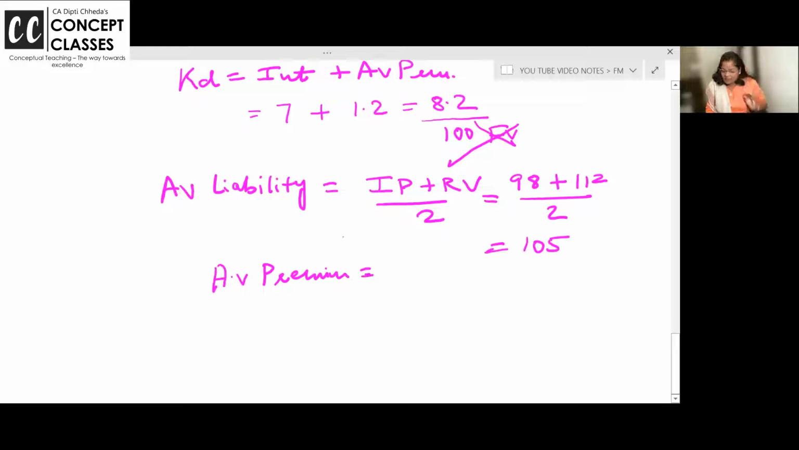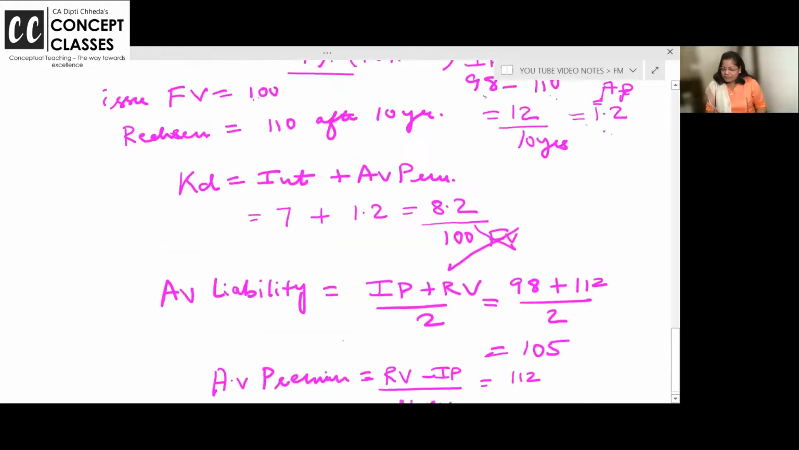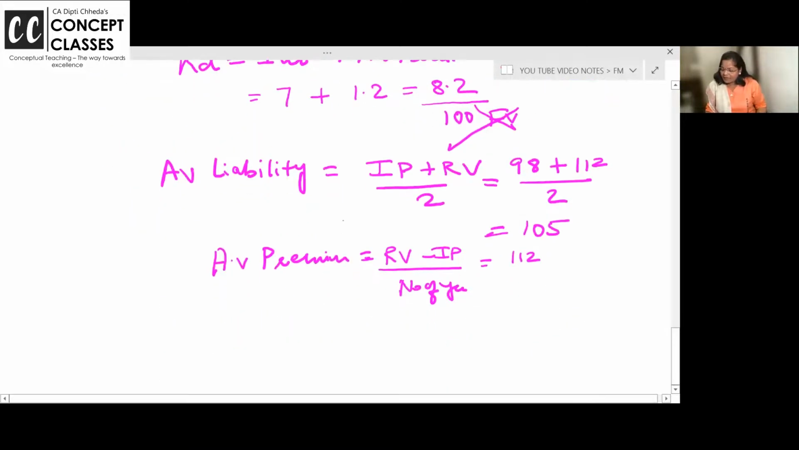Average premium के लिए redemption value minus the issue price divided by number of years. What is the redemption value I'm going to repay? 110. Sorry, 110. I'm going to redeem or repay you after 10 years, 110 rupees. What is the issue price?